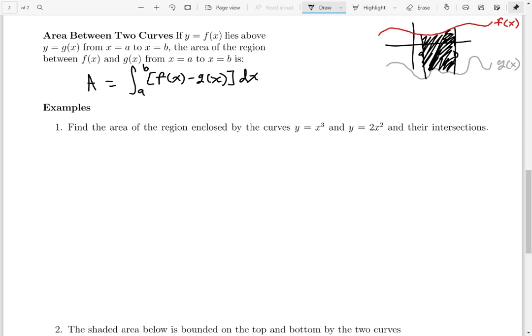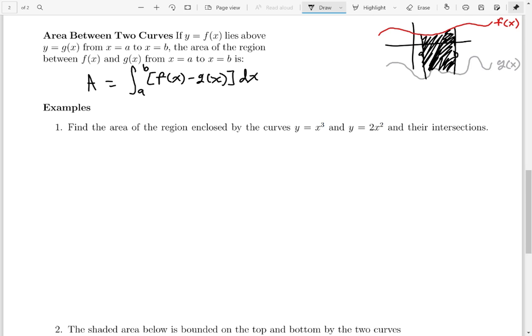Now, we do have to be a little bit careful, because if we suppose that in certain places there's a crossing and the graphs cross each other, you may have to use some of our properties of definite integrals to actually break them apart to do calculations. And so just keep in mind that when you're evaluating these definite integrals, this f, whatever you're putting before the subtraction, has to be above the one you're subtracting.